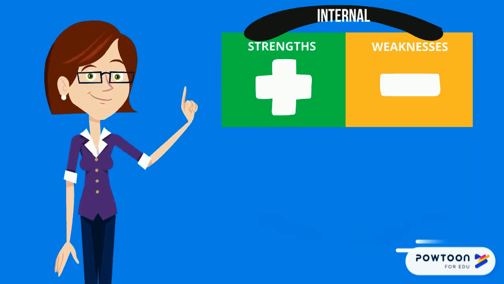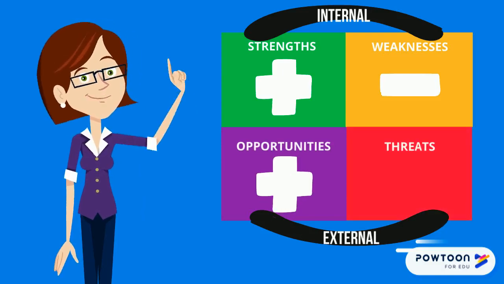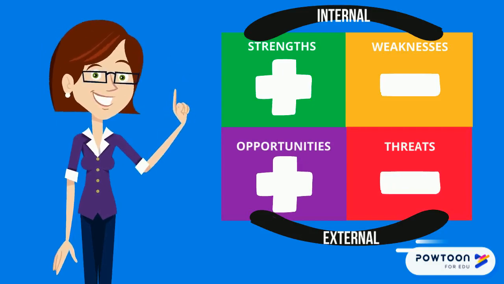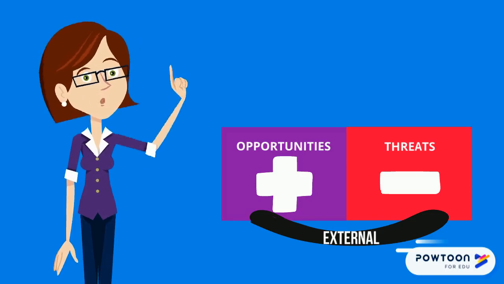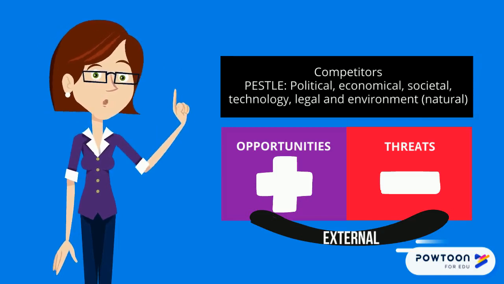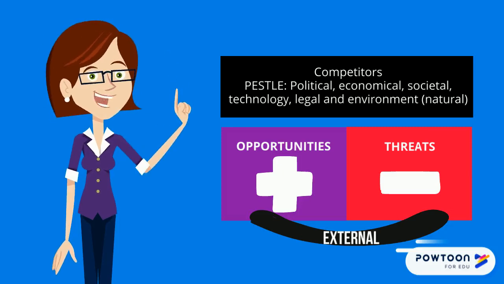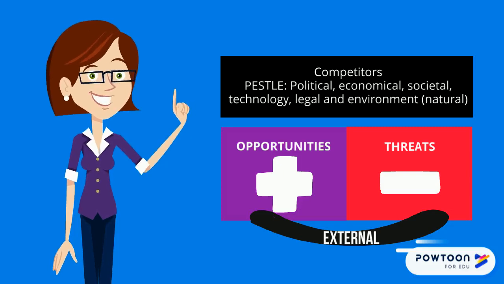For the external environment, we have opportunities and threats. Opportunities are positive things going on in the environment, whereas threats are negative and can harm our company. Within the external environment, nearly every company has competitors as a threat. You can also use the PESTLE model to identify other opportunities and threats: political, economical, societal, technology, legal, and natural environment.